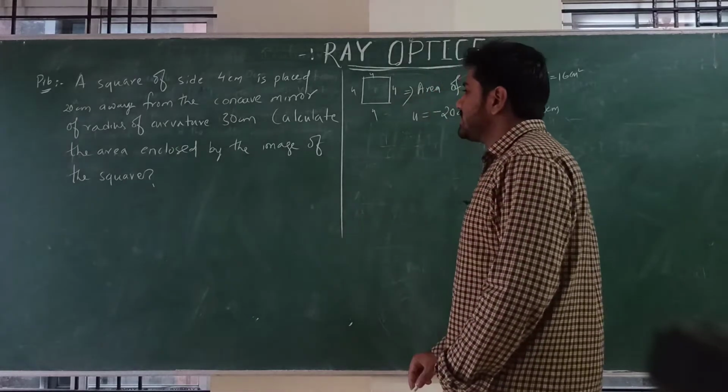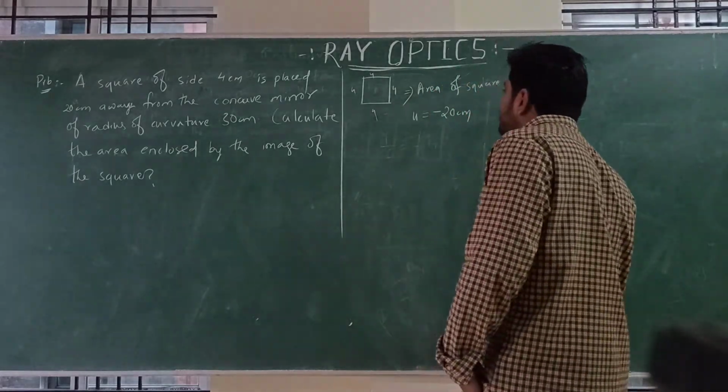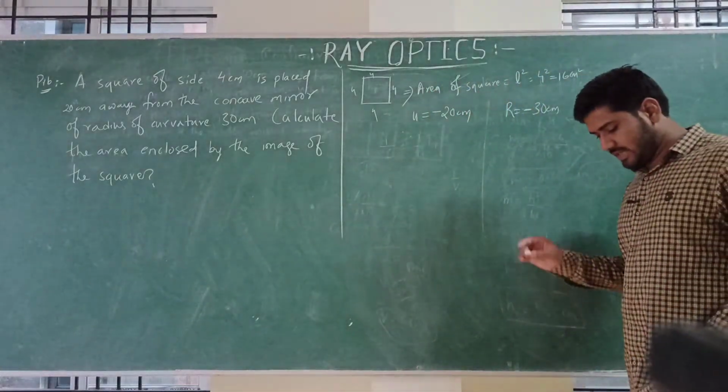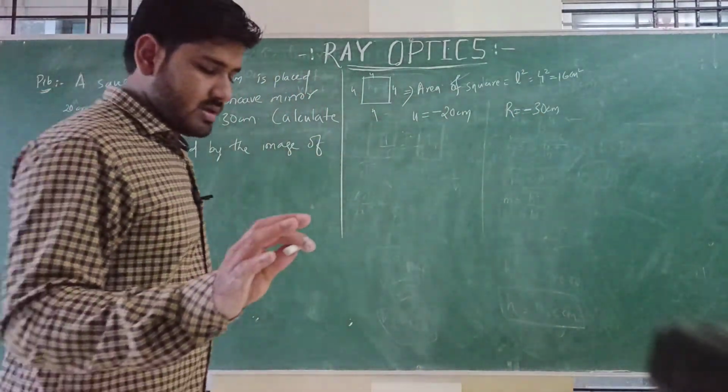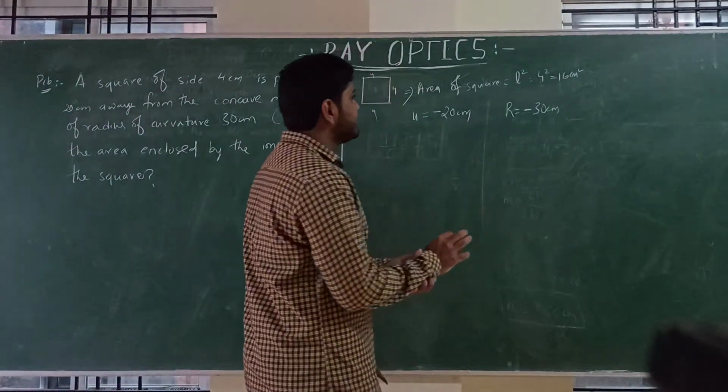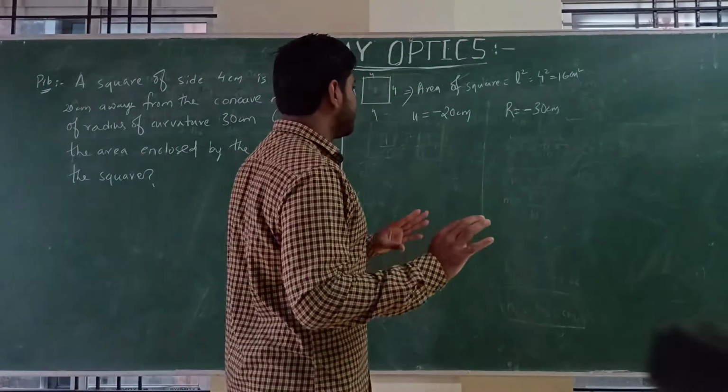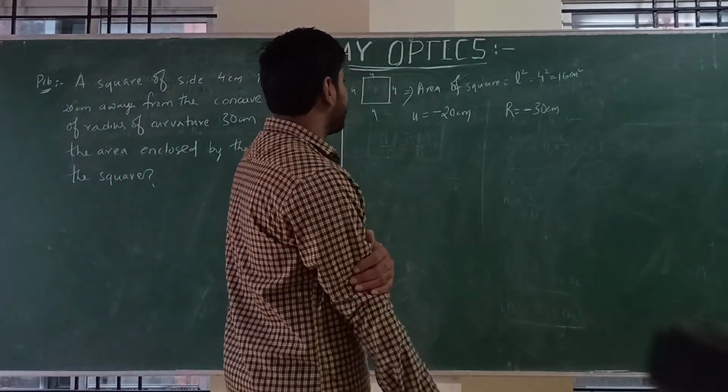Okay, what is the question? Area enclosed by the image of the square. Okay, let's solve. Don't take tension, nothing much is there. It is very easy. Don't worry, you are going to solve it very easily. Just don't take tension, just start the question.